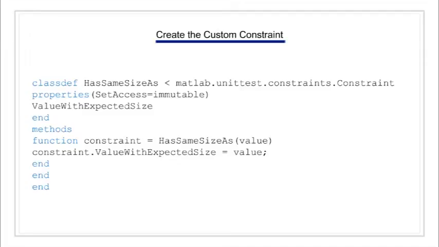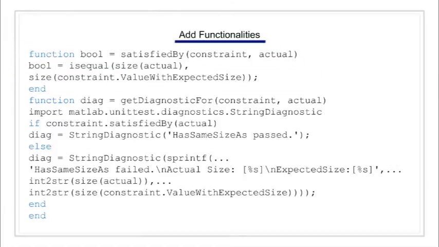The value with the expected size is stored in the variable of the same name that is defined in the properties block. This property has been set to be immutable because it is recommended that the constraint class implementations are immutable. Classes that are derived from the constraint must implement the satisfiedBy method. The method must contain the comparison logic and return a Boolean value. Here I have added the satisfiedBy function where I am checking whether the actual size is equal to the value with the expected size. If it is false, the function returns false, and if it is true, then it will return true.